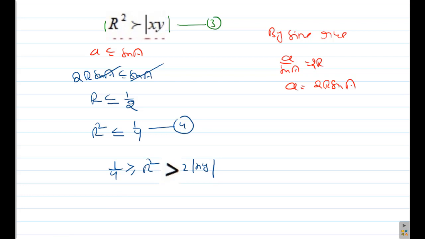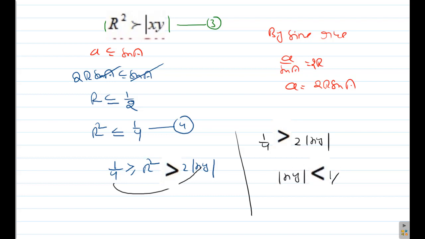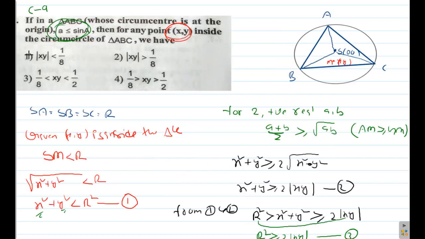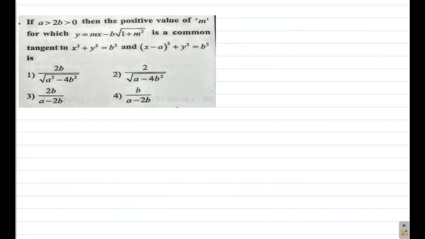So directly now we can compare first with last. What is the conclusion? 1 by 4 is greater than or equal to 2 mod xy. In other words, I can say that mod xy is lesser than or equal to 1 by 8. So option 1 is correct. Yes, students, next problem, C10.